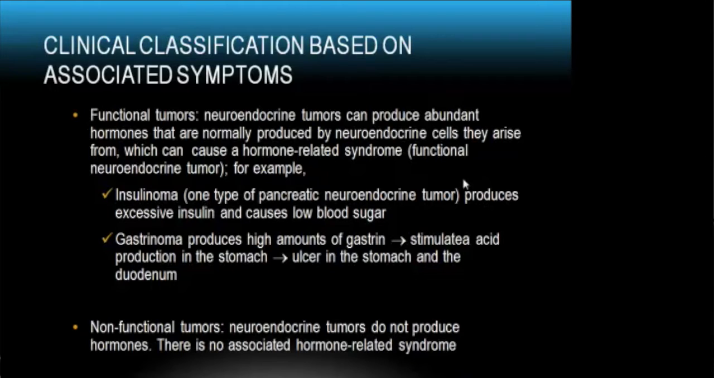For example, insulinoma is one type of pancreatic neuroendocrine tumor that produces excess amounts of insulin, and an excess amount of insulin can cause low blood sugar. Gastrinoma can produce high amounts of gastrin. Gastrin can stimulate acid production in the stomach. So therefore, it eventually may cause ulcers in the stomach and in the duodenum. So non-functional tumors do not produce hormones or do produce insufficient hormones. So there is no associated hormone-related syndrome.